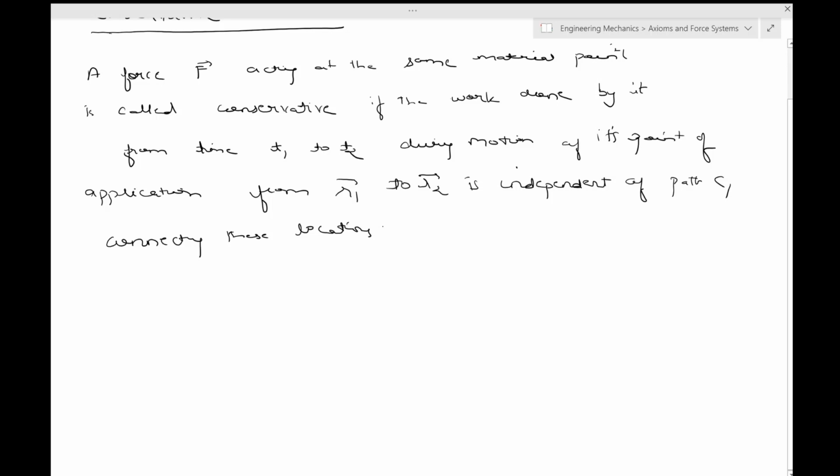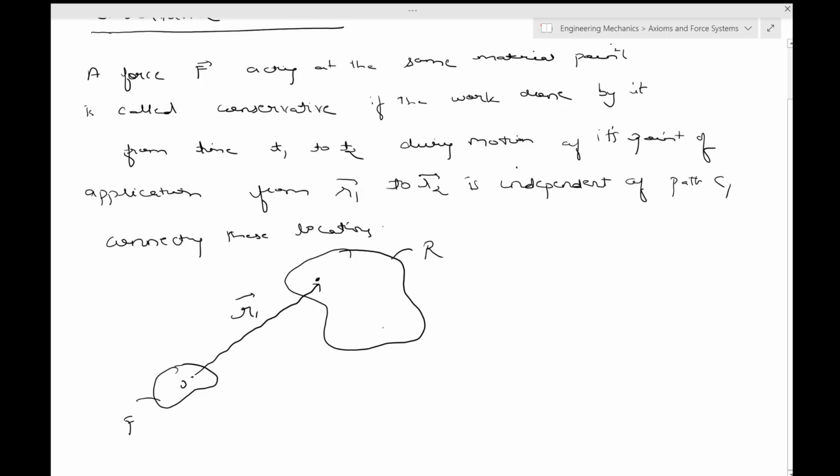So if you have, say, a frame F, and then you have this region R, and you have 2 points measured from O. One is R1, the other is R2. Now if you have this path C1 connecting the points R1 and R2.